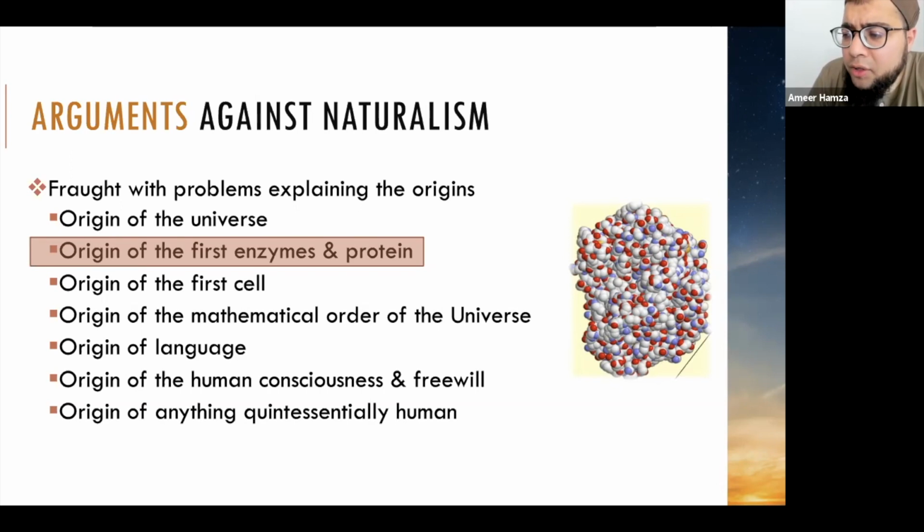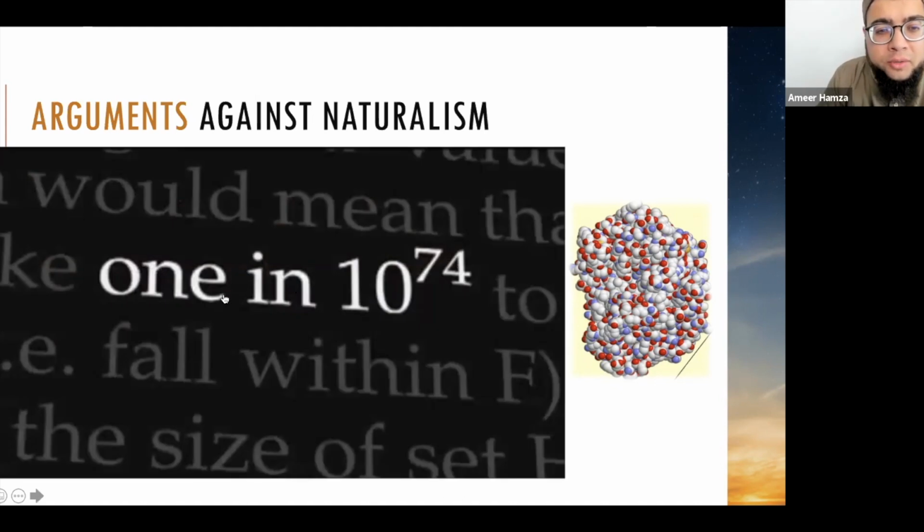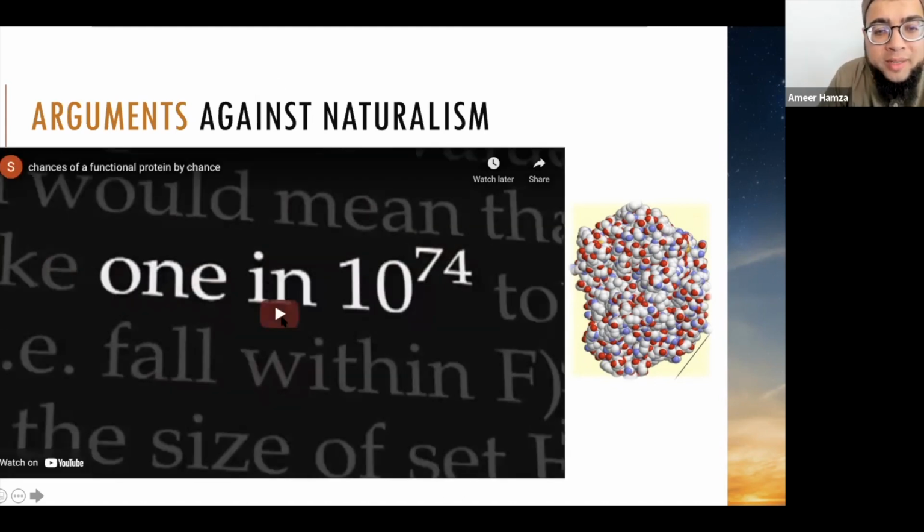On average, an enzyme is like 150 amino acids long, and you have 20 amino acids to choose from. So imagine a lock that has 150 dials. Each dial has 20 options. What are the odds of stitching together the right amino acids so that it is actually functional? So let's take a look at this video so you guys can appreciate just how crazy it is for naturalism to explain this.